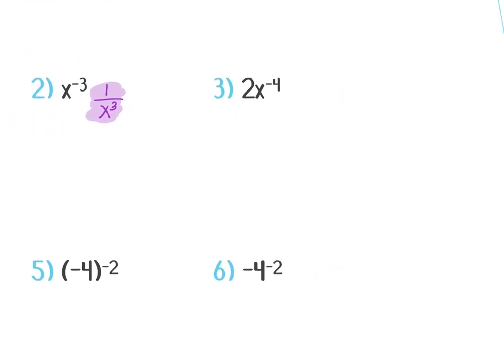2x to the negative 4th. Now this time, only x has the negative 4th on it. If it was in parentheses and the negative 4 was the outside, they would both move. But because that negative 4 is only the exponent on x, the 2 is going to stay where it is, and the x to the 4th would bump to the bottom.